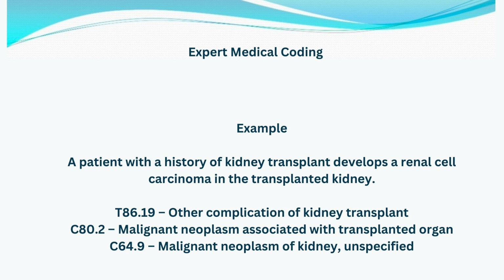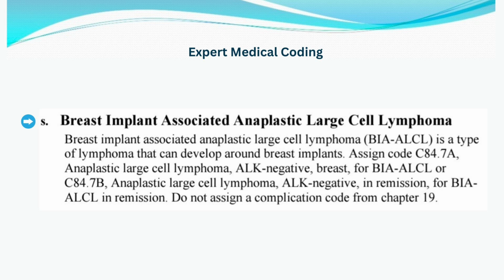Now let's move towards the next coding guideline, and that is breast implant associated anaplastic large cell lymphoma. So breast implant associated anaplastic large cell lymphoma is a type of lymphoma that can develop around breast implants. So assign code C84.7A, anaplastic large cell lymphoma ALK negative breast, for BIA ALCL, or C84.7B, anaplastic large cell lymphoma ALK negative in remission, for BIA ALCL in remission. Do not assign a complication code from chapter 19.